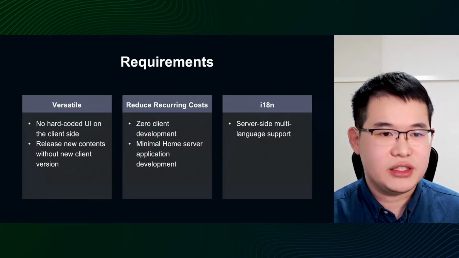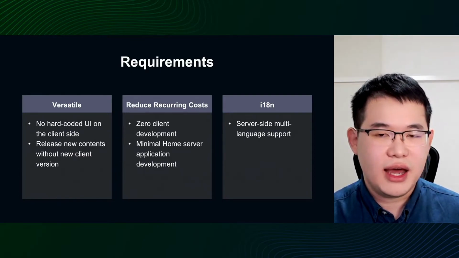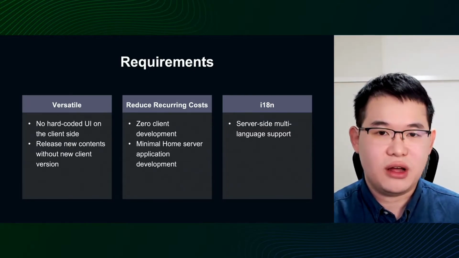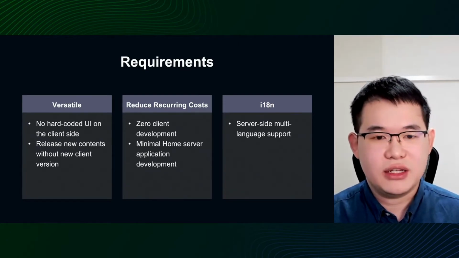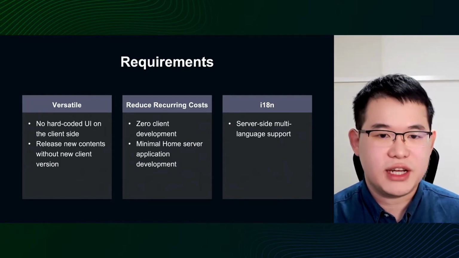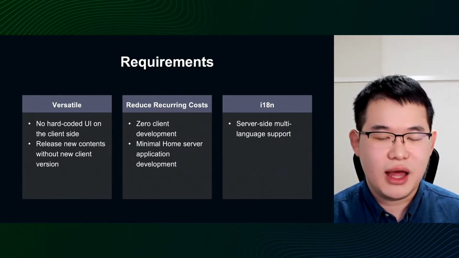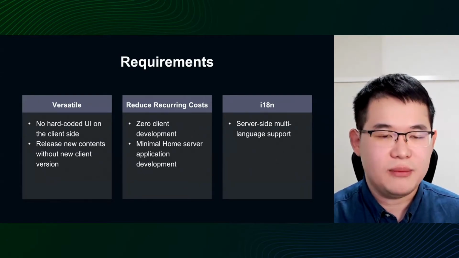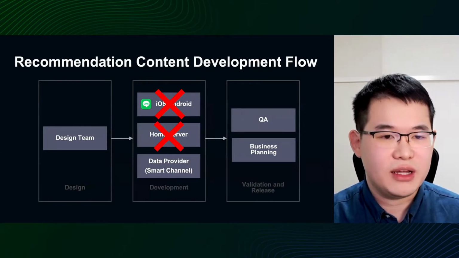Next is to reduce recurring cost. In our new system, we want to eliminate the client development cost and also try to do just a minimal home server application development, like the basic configuration only. Next, since Line has global users from all over the world, we want to support server-side multi-language text support.